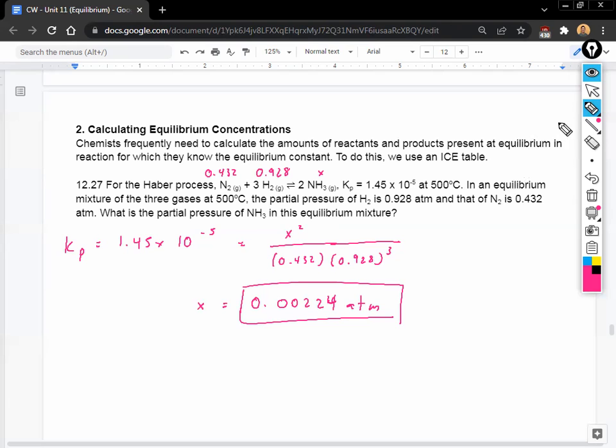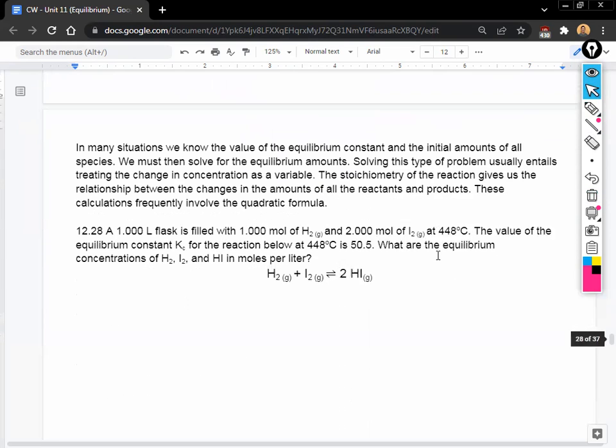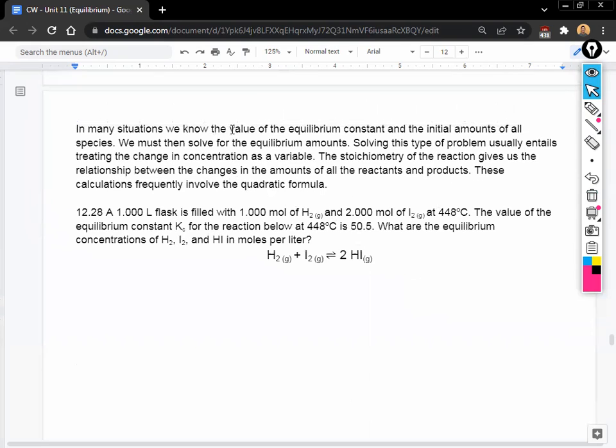All right, we're going to finish up with 12.28, which will be our last problem. So let's move on to 12.28. But in a lot of situations, we know the value of the equilibrium constant and the initial amounts of all the species. We just solve for the equilibrium amounts from that. And this just means that we need to find the change in concentration.